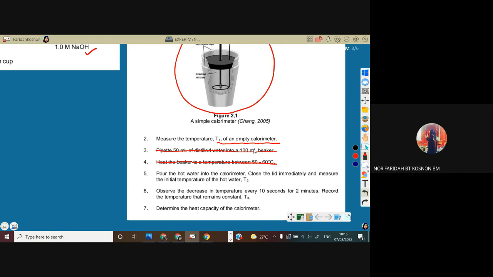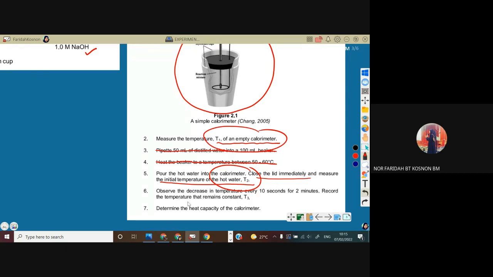Jadi kita terus ambil hot water, measure dengan cepat 50 ml and pour it into the calorimeter. Close the lid immediately and measure the initial temperature of hot water, T2. So tadi kita ada T1 and now we have T2. Okay, so next what happened?